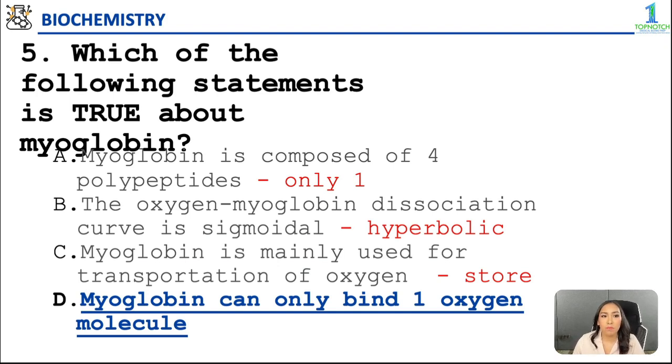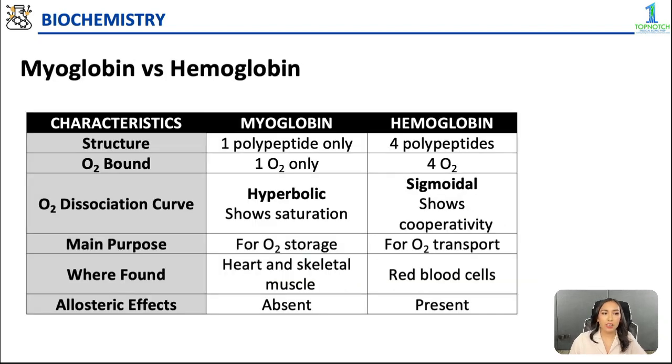Kasi 1 polypeptide lang yung meron ng myoglobin. 1:1 lang, di ba? So let's look at this table comparing myoglobin versus hemoglobin. So in terms of structure, myoglobin isa lang yung polypeptide chain while hemoglobin has 4 polypeptides. O2 bound, 1:1, 1 for myoglobin, 4 for hemoglobin. When it comes to the O2 dissociation curve, hyperbolic ang myoglobin, ang hemoglobin sigmoidal.